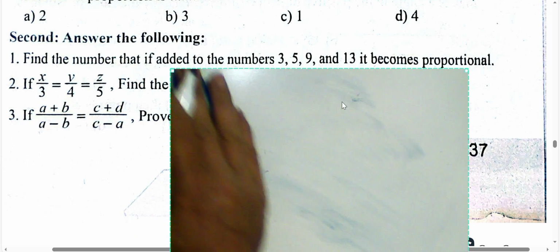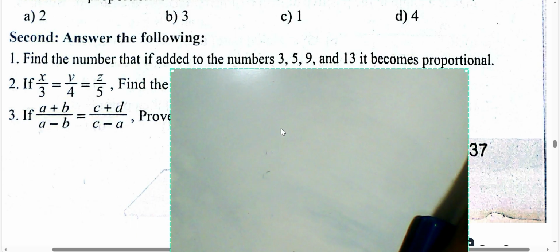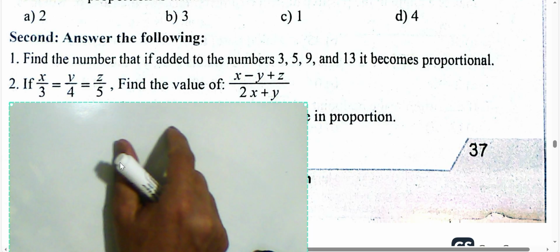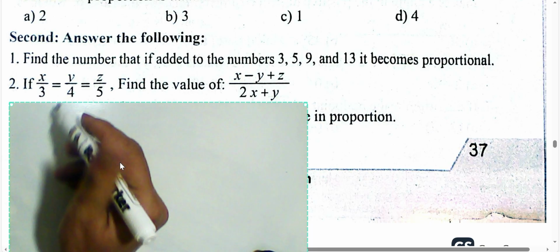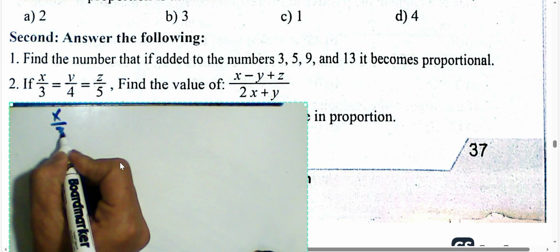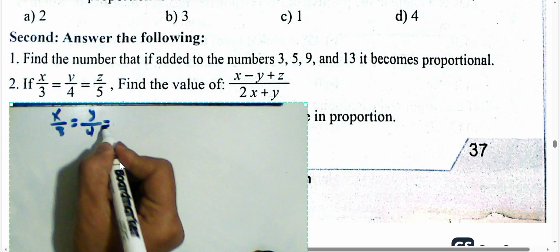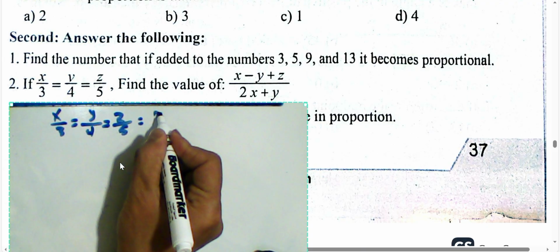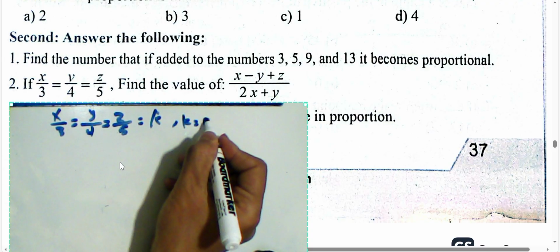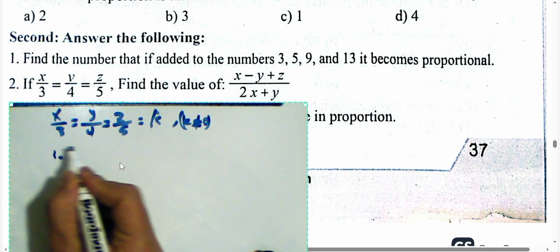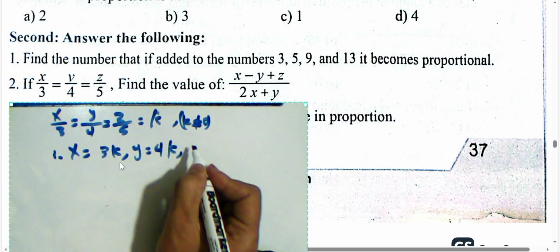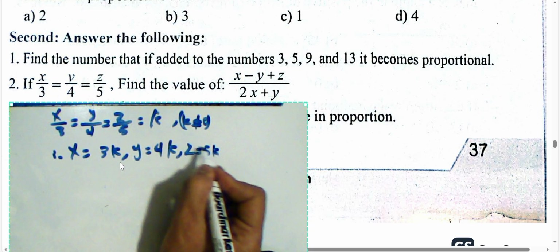Okay. Next question, number 2. X over 3 equals y over 4 equals z over 5. Find the value of this expression. First, we can write x over 3 equivalent to y over 4 equivalent to z over 5. We must put a constant here like k, and constant k is not equal to 0. Then the value of x equals 3k, y equals 4k, and z equals 5k.